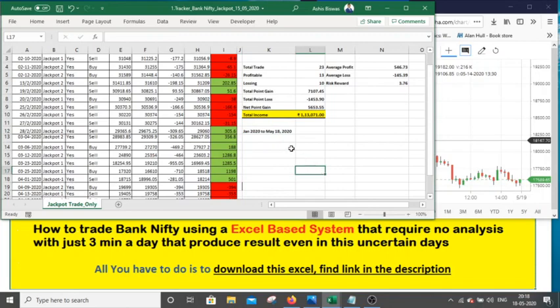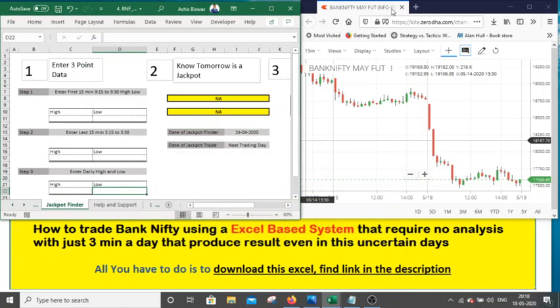So now I will show you how to do it. Basically, what you have to do is enter the first 15-minute candle high and low, the last 15-minute candle high and low, and the day's high and low of today's value. That is very important because we want to know whether tomorrow is an opportunity or not. So we have to enter today's value to find a jackpot trade opportunity tomorrow.